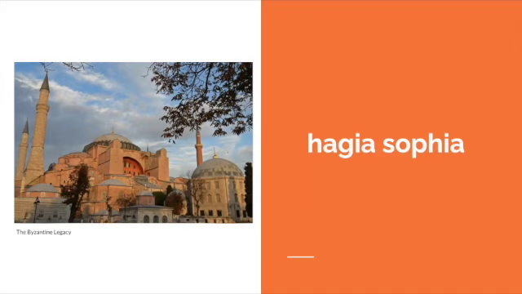Talking about Hagia Sophia is important because the major difference of the Byzantine Empire from the Roman Empire was its religion, which was Christianity, of course. This church was very close to the Great Palace and the Hippodrome itself, so it held an important place in Constantinople.